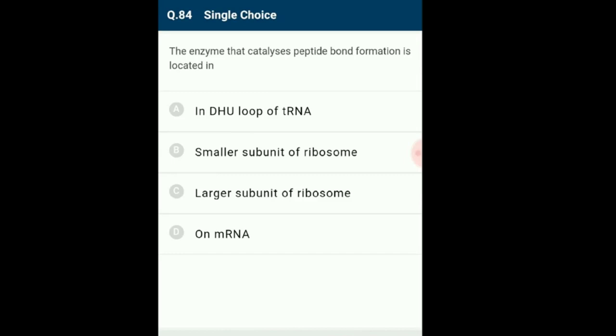Question number 84. The enzyme that catalyzes peptide bond formation is located in... Peptide bond formation is catalyzed by the enzyme peptidyl transferase, which is a ribozyme. High molecular weight ribosomal RNA, 23S in prokaryotes and 28S in eukaryotes, functions as the ribozyme. These ribosomal RNAs are located in the larger subunit of the ribosome at the P site. So the answer is option C, larger subunit of ribosomes.